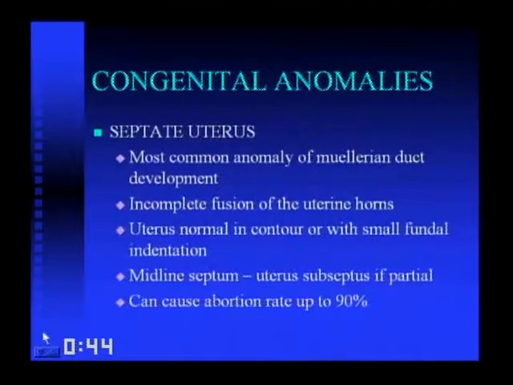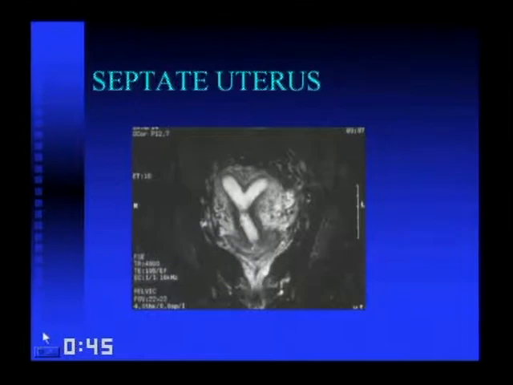Septate uterus happens to be the most common anomaly of the uterus from developmental abnormalities. It's incomplete fusion of the uterine horns. The uterus will be normal in contour or have a very small fundal cleft. There's a midline septum. If it is partial, it's a uterus subseptus, and it can account for a very high abortion rate.